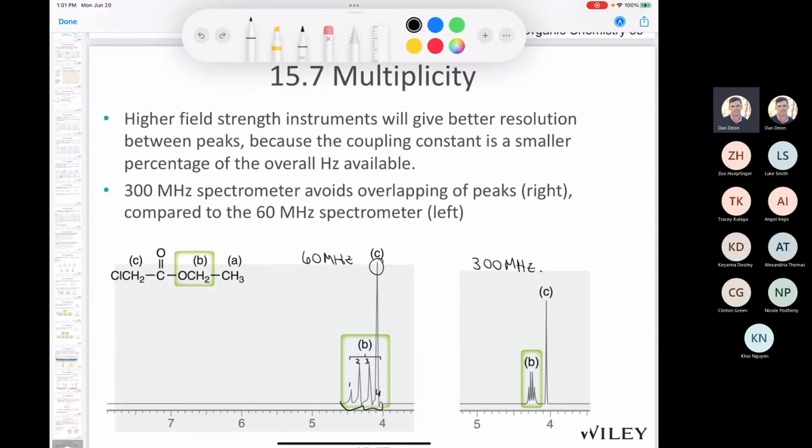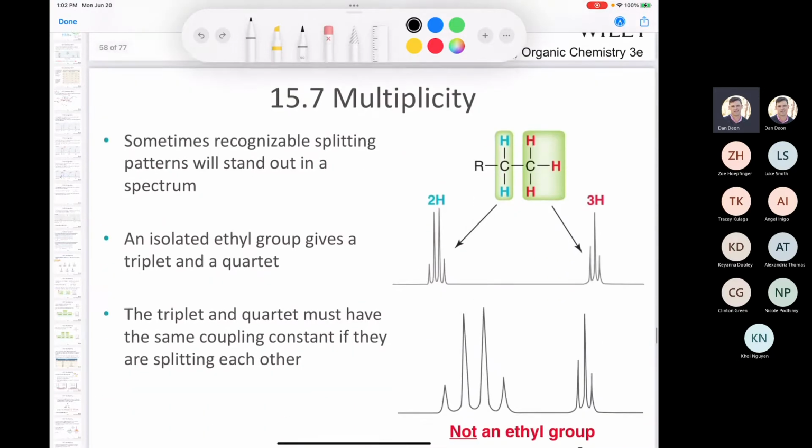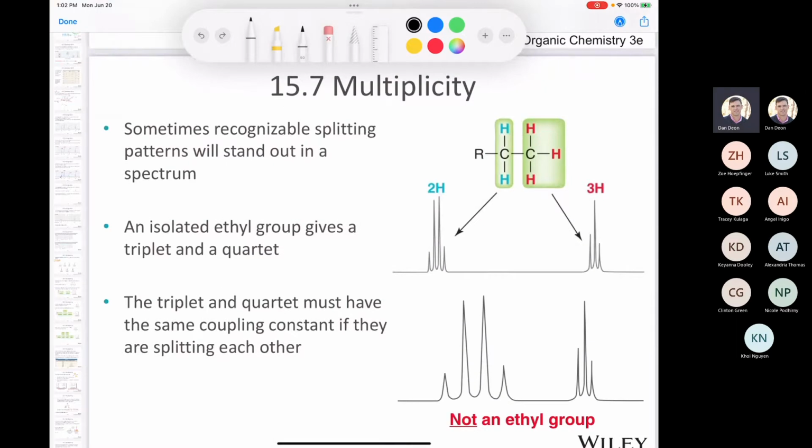And that's why the more expensive spectrometers are used in these high pressure research groups, because they can get clearer pictures, especially when you have protons that have chemical shifts that are similar. All right, a couple more points I want to make about multiplicity are a couple of patterns that are recognizable in organic chemistry. Those are an ethyl group, an isopropyl group, and a tert-butyl group.